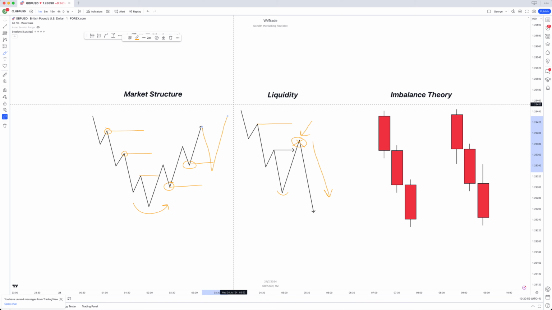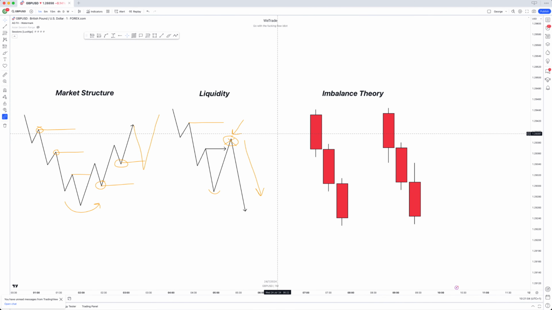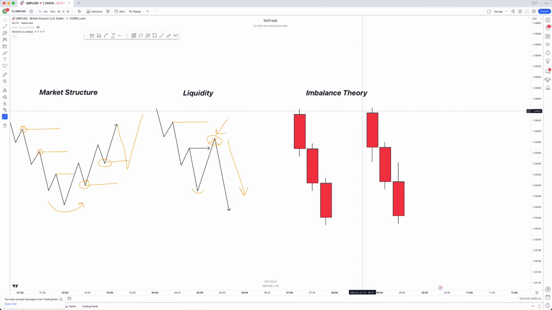Now, the final thing, the final concept that you want to understand is what we call imbalance theory, okay, or fair value gaps, or, I mean, there's a million different words and people complicate this to the moon and back, right? There's a million different words, but fundamentally everything's the same. It all means the same thing. So imbalance theory is something that we can apply to our trading to identify when there is actually volume coming into the market, right? When there is actually something happening.